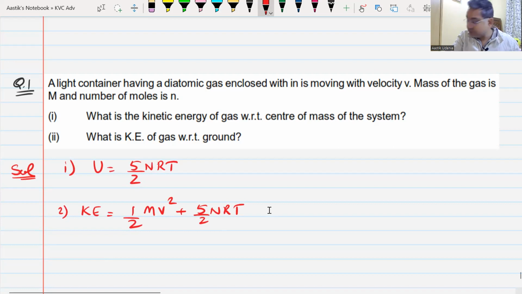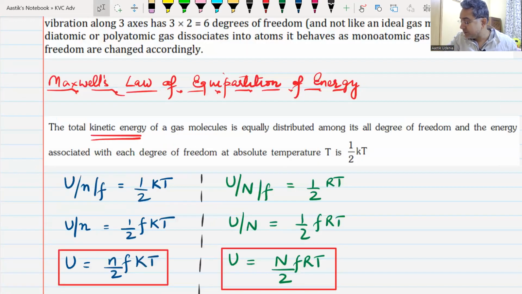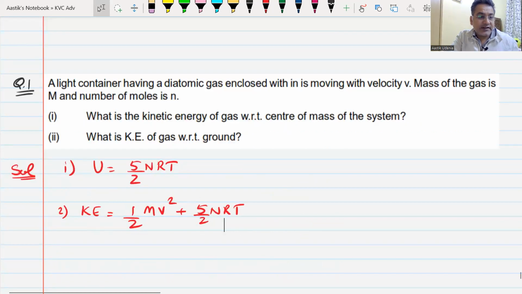Total energy here, I've given you this formula. Total energy is f by 2 nRT. Yes or no? Yes, sir. That is what I have used here. Do we understand this? Yes or no?